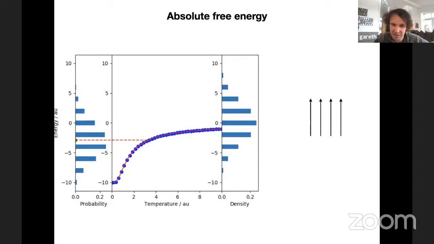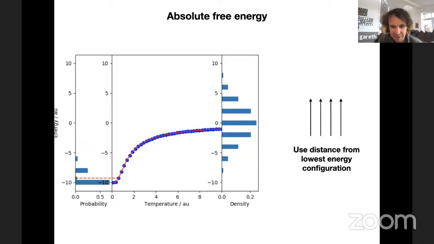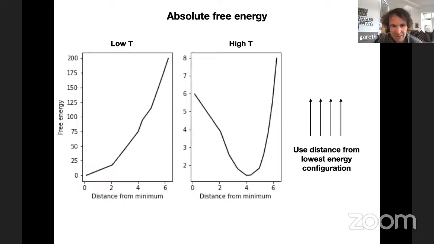What we should see is that at low temperature, the free energy is lowest when we're close to that lowest energy configuration. And then at higher temperature, we should see a minimum appear far away from that point. So let's have a look at those free energy surfaces as a function of the distance, just the sum of the squares of the differences between the configurations and the lowest energy configuration. And this is what we get. Exactly what I said we would get.